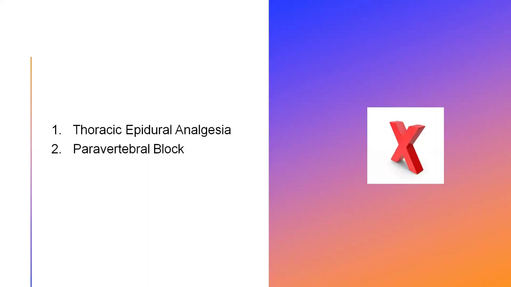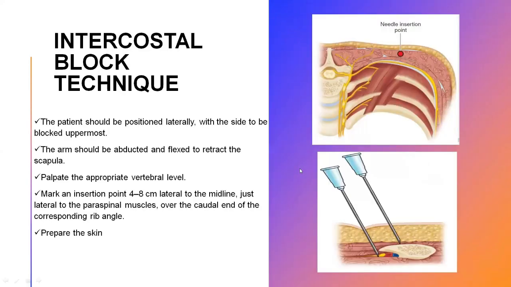due to the fact that in cardiac surgery we use heparin. Due to heparinization, there is a chance of large hematoma or bleeding with thoracic epidural and paravertebral block. So now I will discuss the intercostal block technique. This is a blind technique. Then I will go to the ultrasound technique.